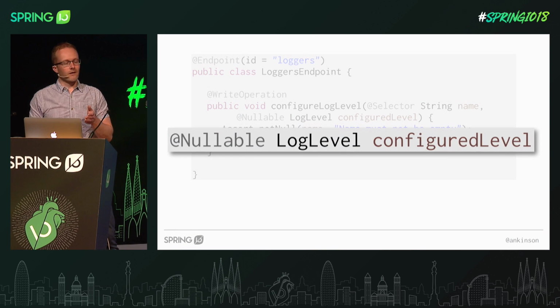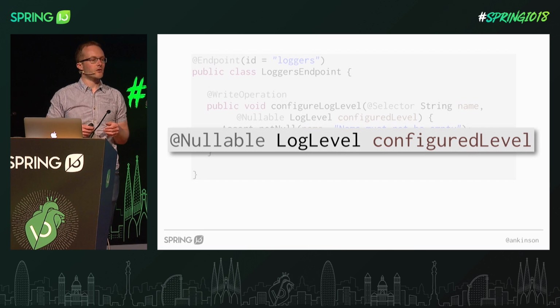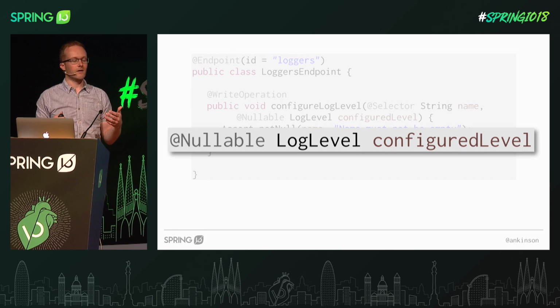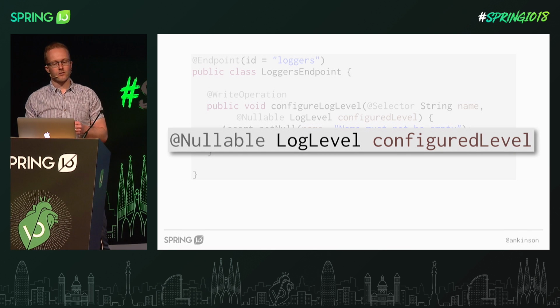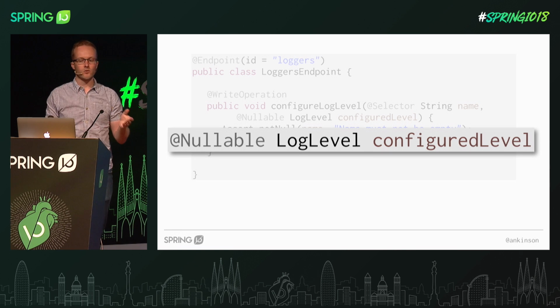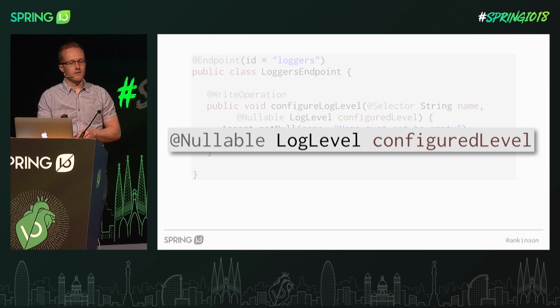And here we also have a log level. So this operation on the loggers endpoint lets you configure a particular level for a particular logger. So you pass the name of the logger using the URL, and then you also need to be able to pass in which level you want that logger to have. And we're making use here of the Nullable annotation.